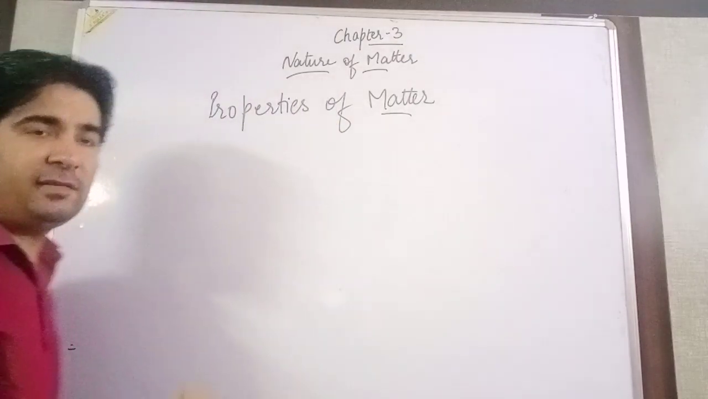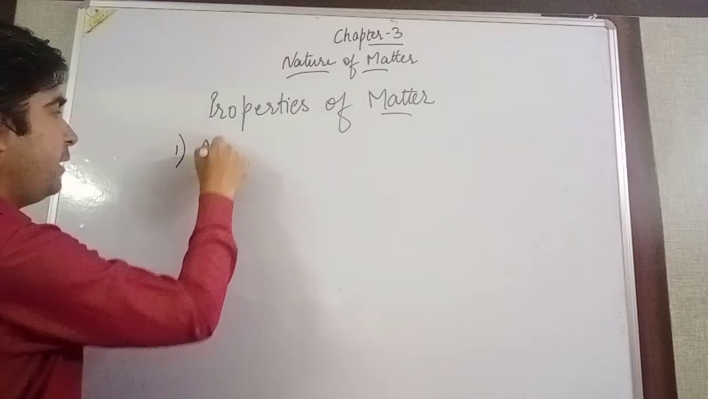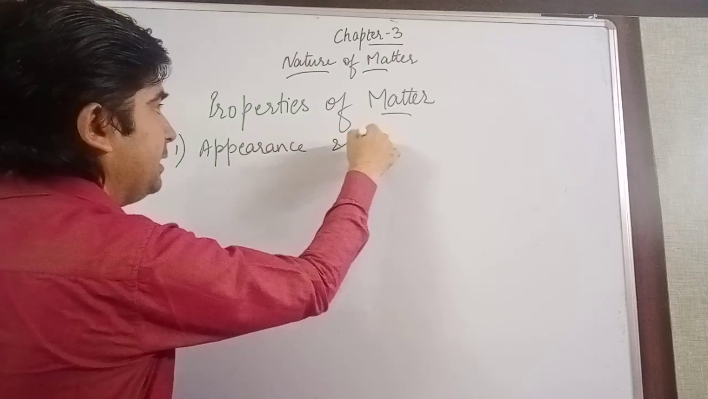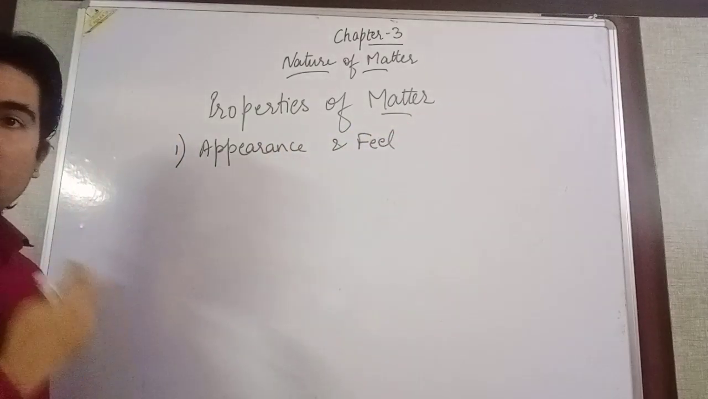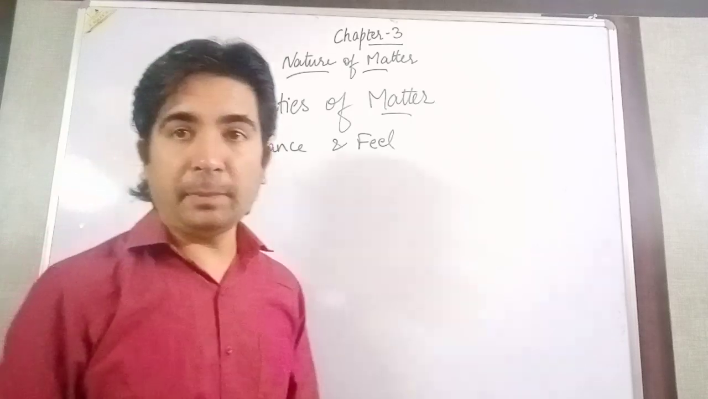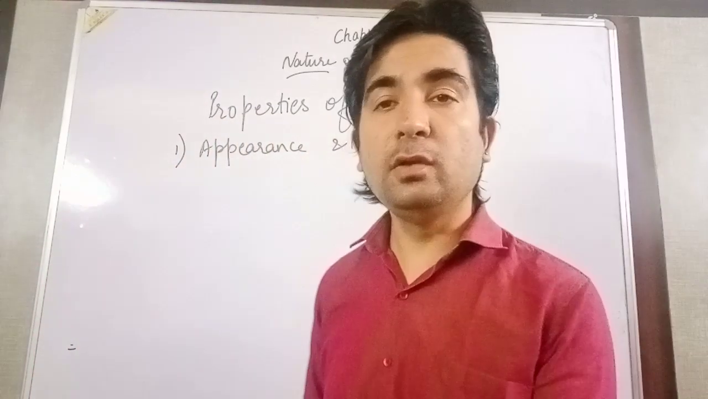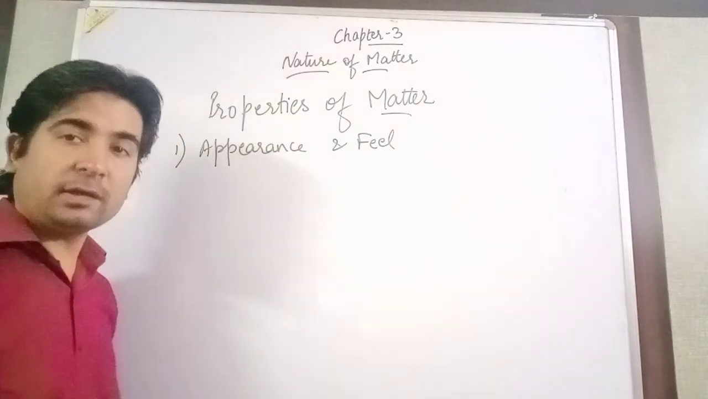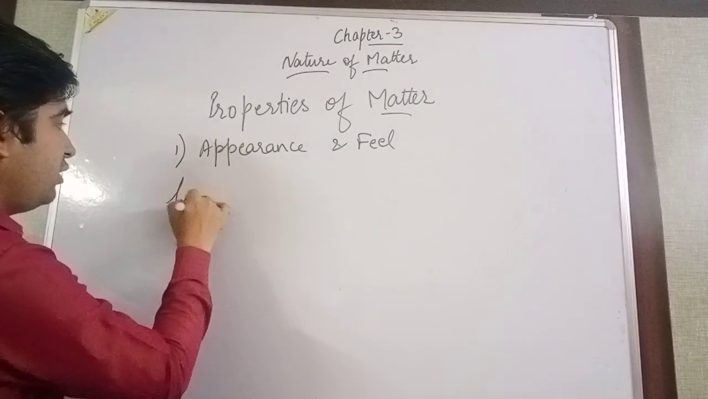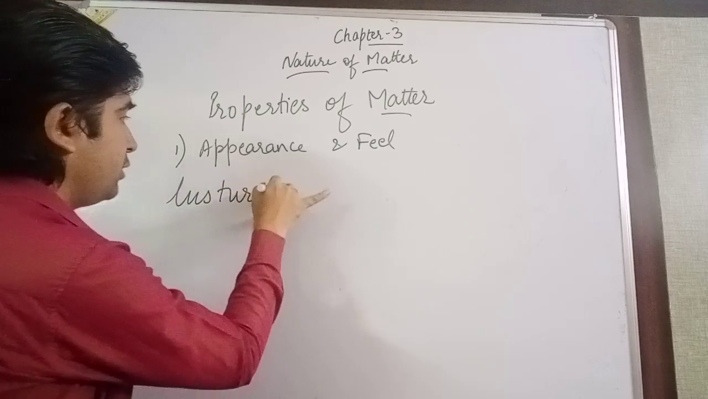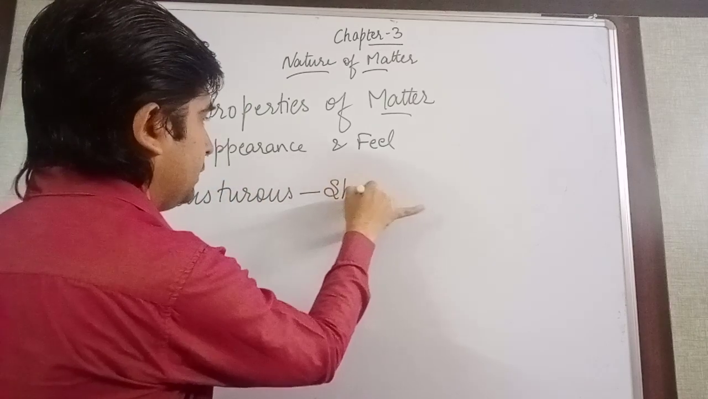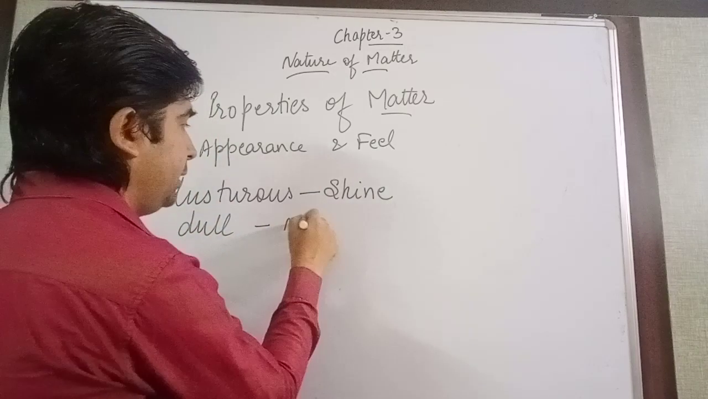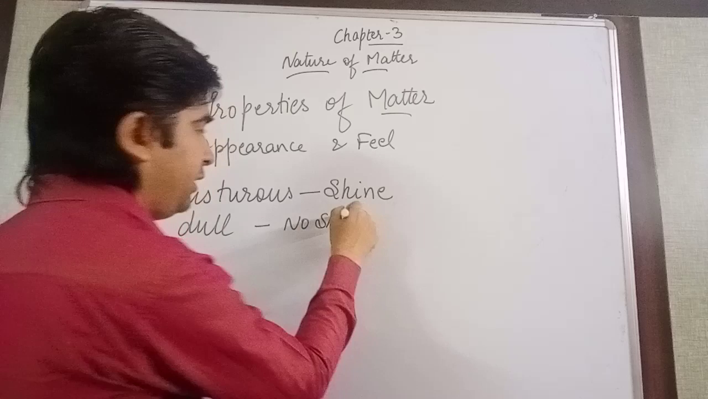One of the properties of matter is appearance and feel. Now what does appearance mean? Appearance means how a substance looks. Is it giving a dull look or a lustrous look? Lustrous is shiny, and dull means no shine, just a surface.